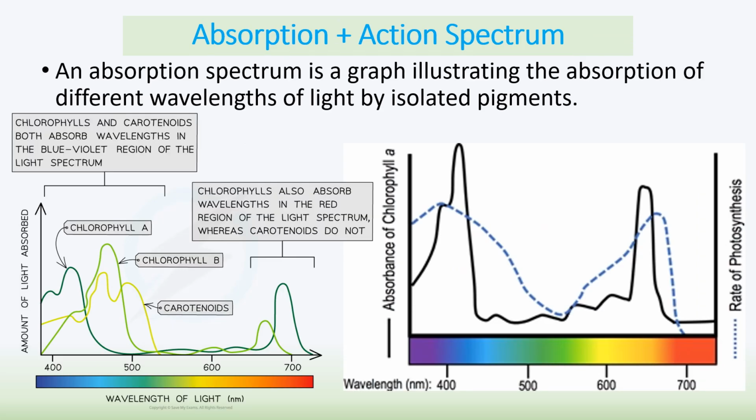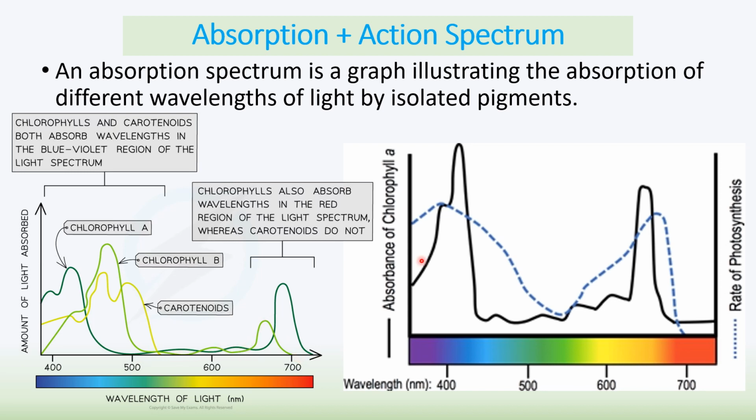And there is something called the absorption and action spectrums. The absorption spectrum is a graph that shows you the absorption of different wavelengths. So if we look at chlorophyll A, this line here, it absorbs high in blue light, it drops right down in sort of yellowy green light, and then it jumps back up a bit in red light.